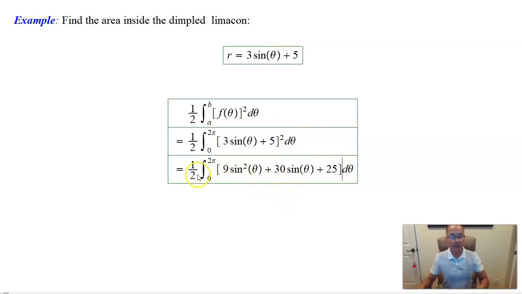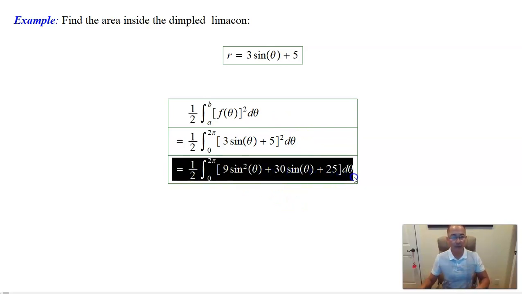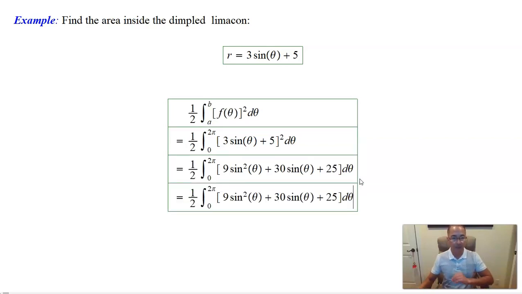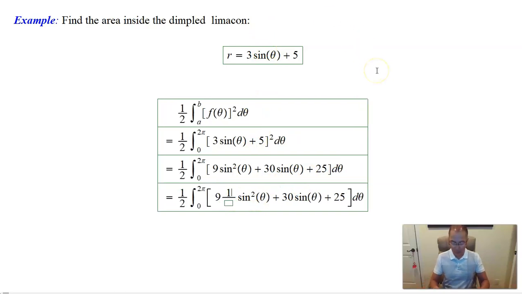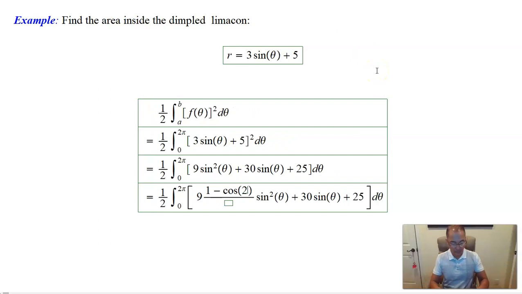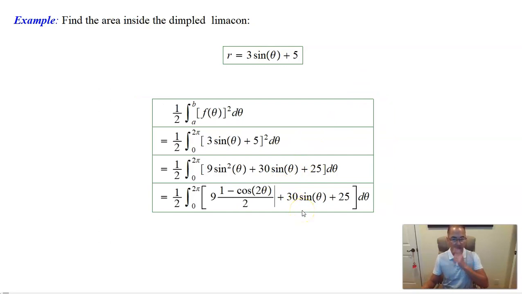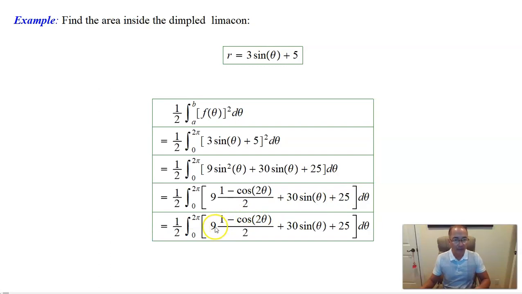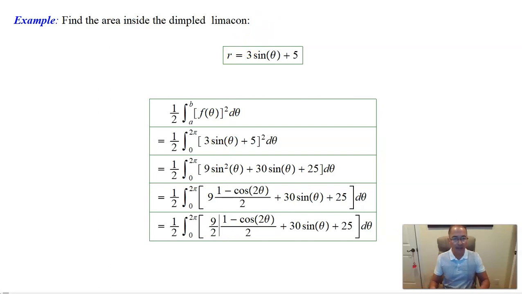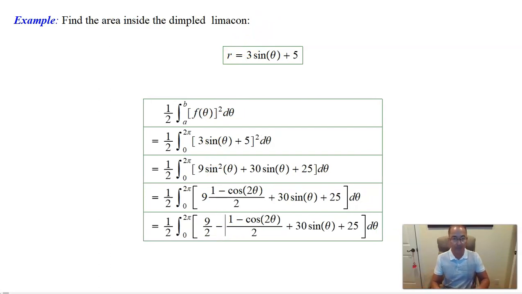And I mentioned the power reduction formulas. So I hope you remember. And if you don't, I am going to remind you right now. For sine squared, the formula is 1 minus cosine of 2 theta divided by 2. Okay, so that is our sine squared theta. And let us expand that just a little bit. So we will have 9/2. I'll turn this into a fraction. And then minus 9/2 cosine 2 theta.